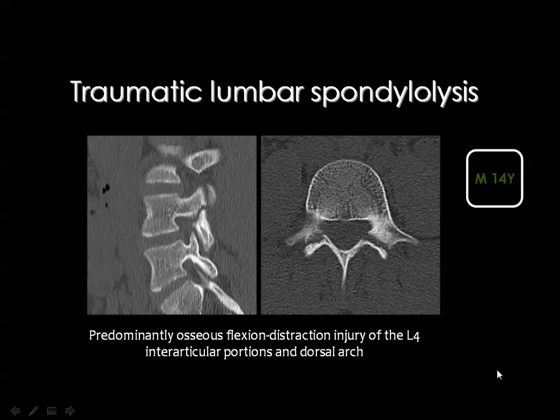Then traumatic spondylolysis is a kind of trauma that may result in fractures of the pars interarticularis, and this may lead to displacement of the vertebral body. Then you have spondylolisthesis. If there is no displacement, like in this case, this is known as spondylolysis.